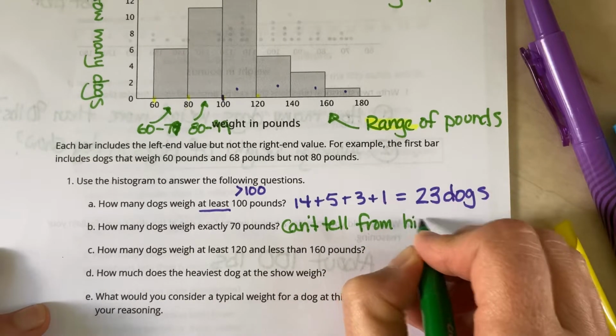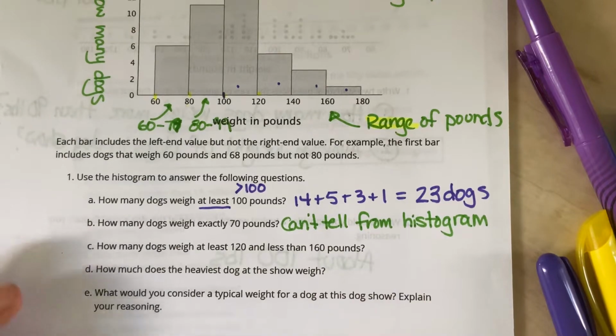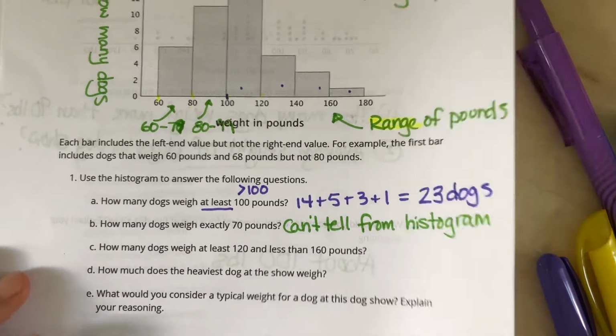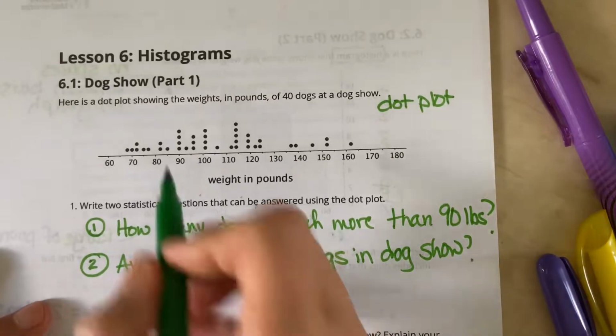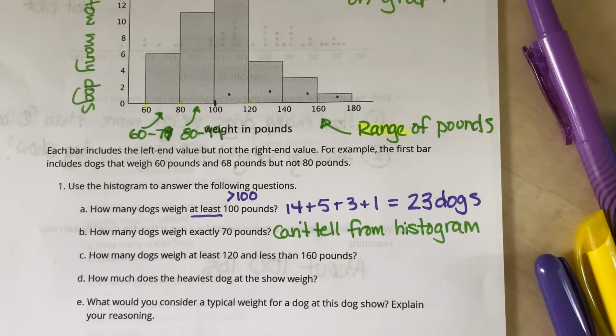I could tell on the dot plot, okay, but I can't tell that on a histogram, okay? If I looked back at my dot plot and I said 70, it was 1 dog, but on this, I cannot tell that information. So sometimes a dot plot's better, sometimes a histogram's better.